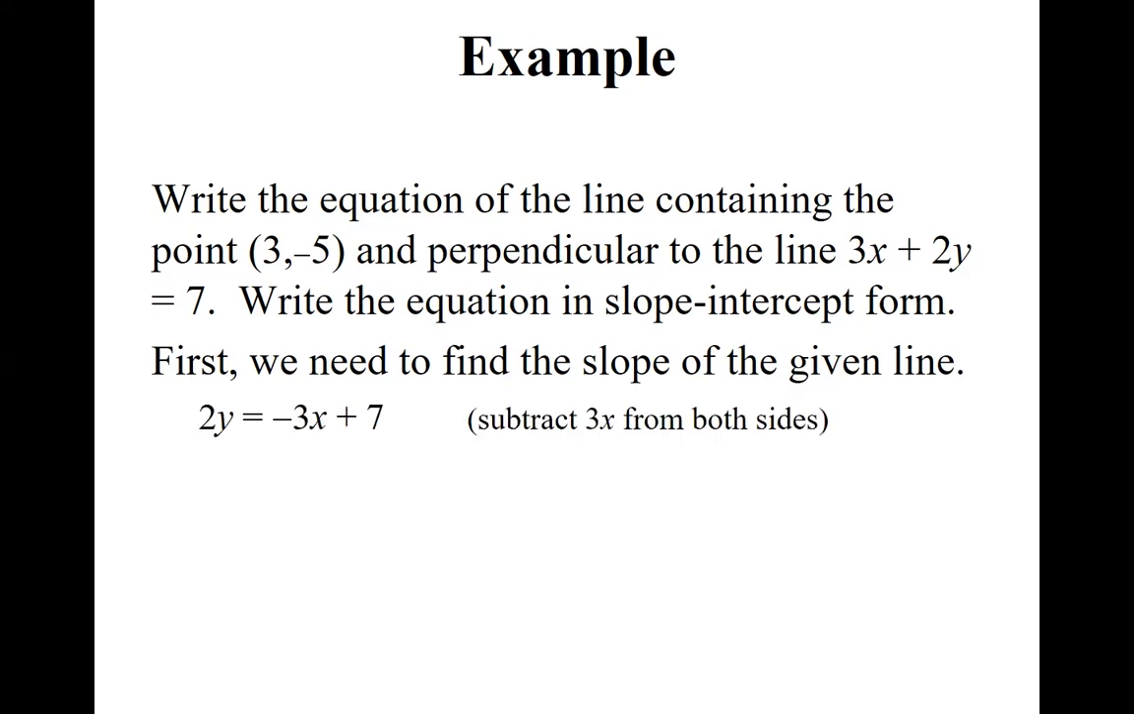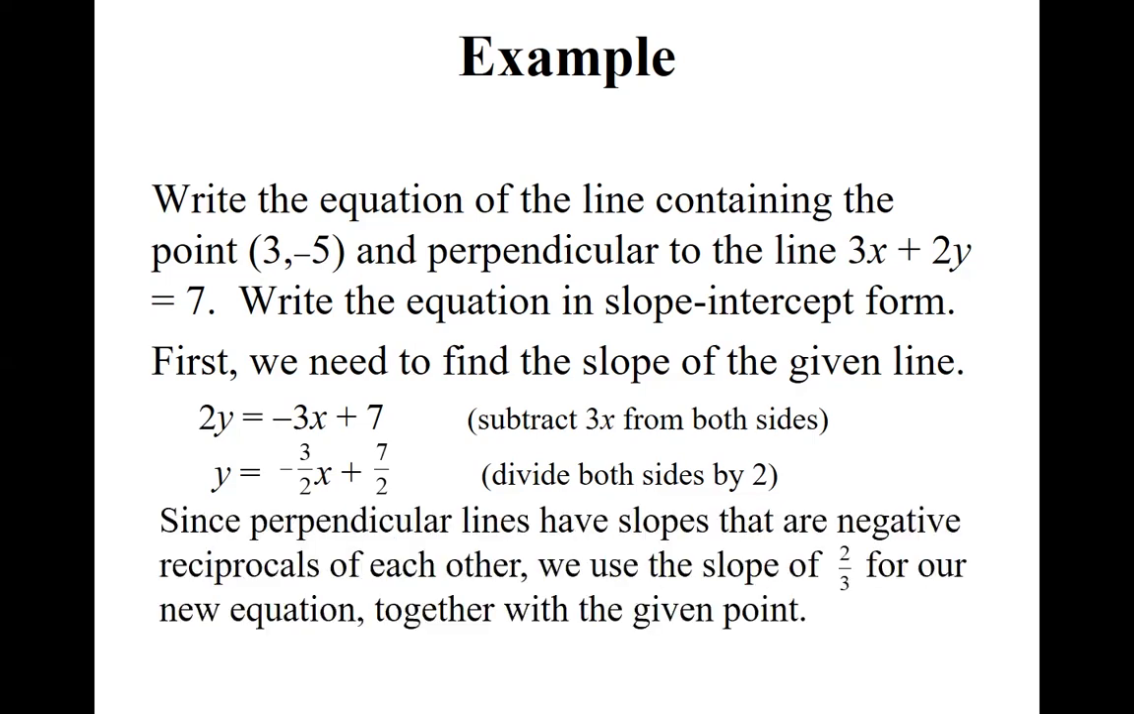So solve for y. Subtract 3x from both sides. 2y equals -3x plus 7. Divide both sides by 2. y equals -3/2 x plus 7/2. Now we can see that this line has the slope -3/2. Turn negative into positive and then flip the fraction. Positive 2/3 is going to be the slope we're going to use for our new equation. Positive 2/3, the opposite reciprocal of the given slope.